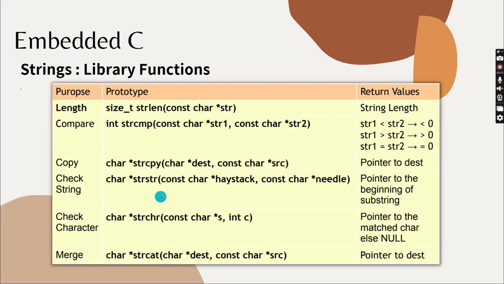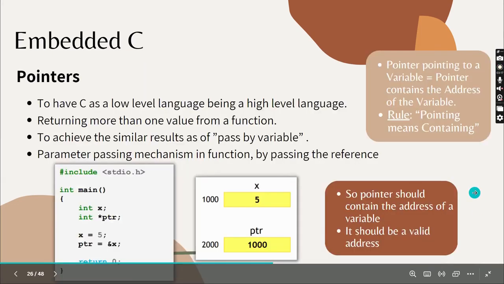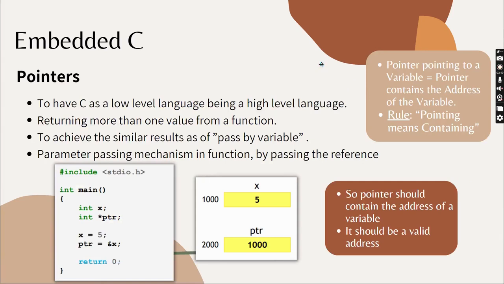When we want to check a character, we use strchr. When we want to merge strings, we use concatenation, like strcat. And the next topic is pointers. A pointer is basically a variable which stores the address of another variable.